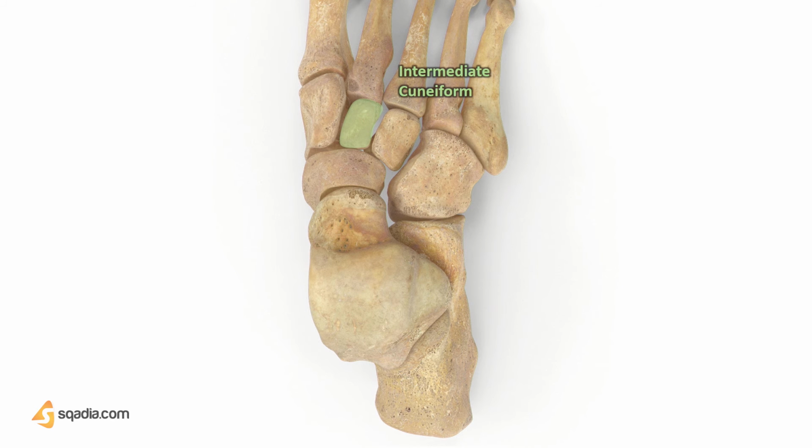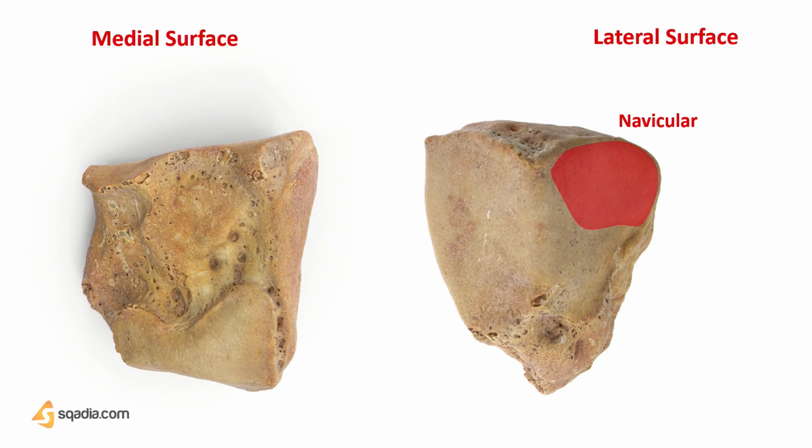The intermediate cuneiform is the smallest bone among all the 3 cuneiform bones. It has a greater number of smooth surfaces, which differentiate it from the other cuneiform bones. It also forms joints with 4 bones: the navicular, the first and third cuneiform, and the second metatarsal bone. Proximally, there is an articulation for the navicular bone. And distally, we have an articulation point for the base of the second metatarsal and the medial cuneiform bone.